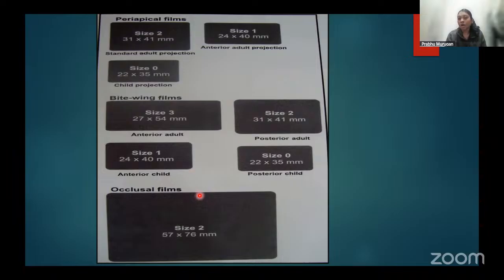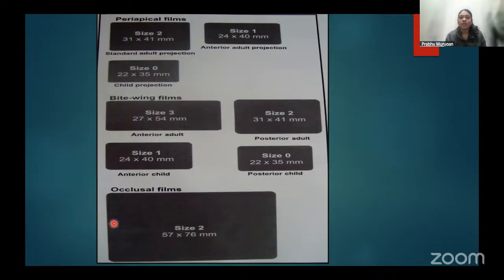And then comes your occlusal film. Technically, the occlusal film is almost 3 times your periapical film. So the size of your occlusal film is around 57 to 76 millimeters. The reason why I've mentioned the sizes is it can sometimes come in MCQs, or they might ask you in viva the size of the X-ray film. Remember the size of the periapical film, your bitewing is almost the same as your IOPA film, and remember the size of your occlusal film.